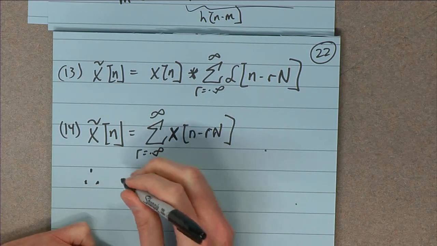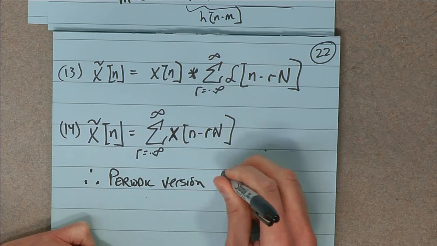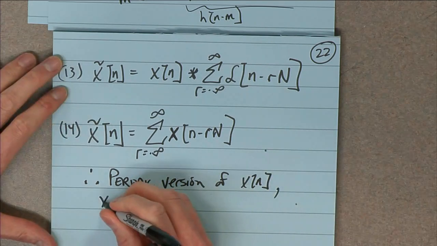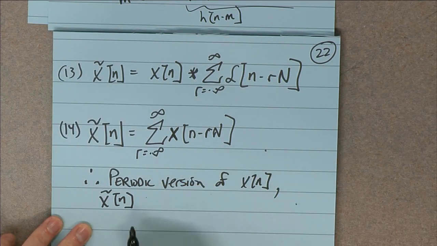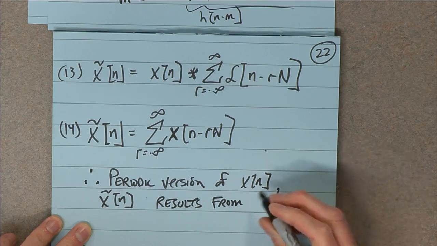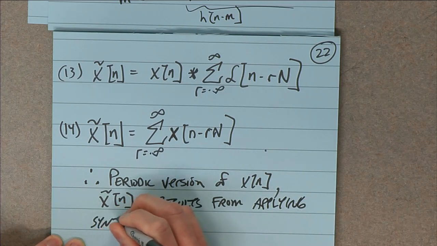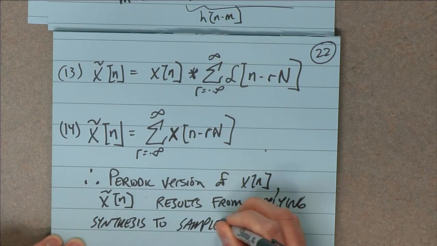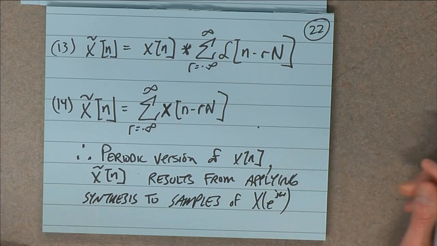So what do we got here? The periodic version of x of n, which we like to call x tilde of n, is what results from applying the synthesis equation to samples of x of e to the j omega. So a lot of words there.